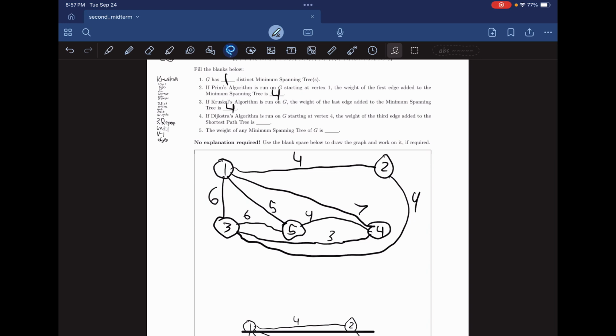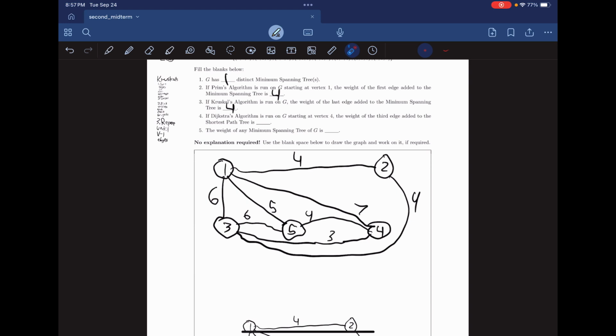In other words, we're going to be starting this at 4, so we're going to be starting from right here. The shortest path tree includes all the edges that allow us to get from 4 to 5, from 4 to 1, from 4 to 2, and from 4 to 3 in the shortest possible distance.